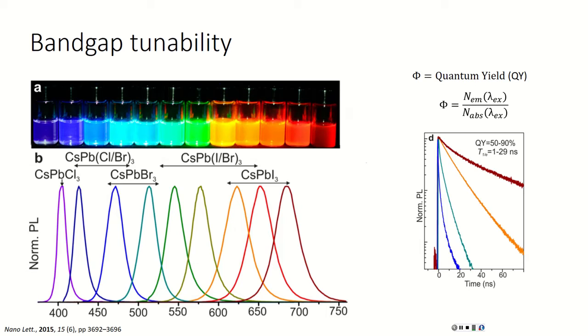Okay. So I have another irrelevant question. If you want to make a digital display by using perovskite, how many different types of perovskite do you need?